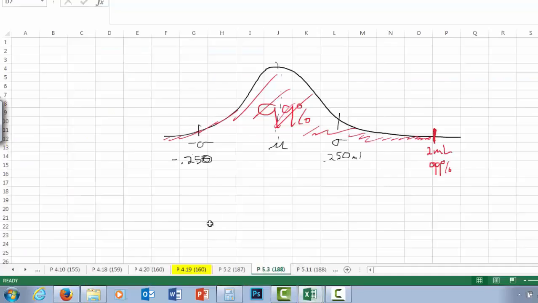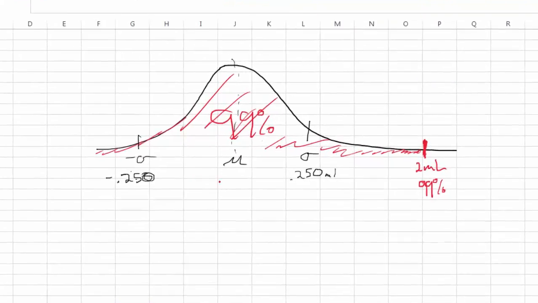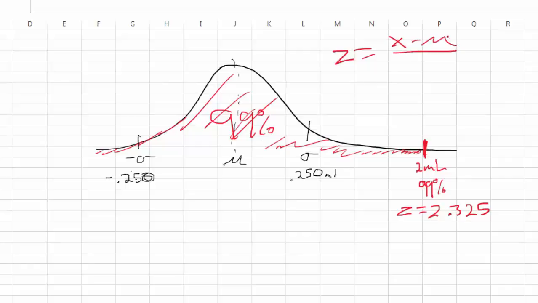So I know z there. I can say my z value for up here equals 2.325. Okay, and from that, can I calculate a mu? Remember, z equals x minus mu, observation minus mean, over sigma. Well, I've got my sigma, which is 0.25, I've got my x, which is 2, so yeah, I can calculate my z, and that's going to look like this. Remember, my z is 2.325, so 2.325 equals, now my x is 2 milliliters, minus the mu, which is unknown, over my sigma, which is 0.250.